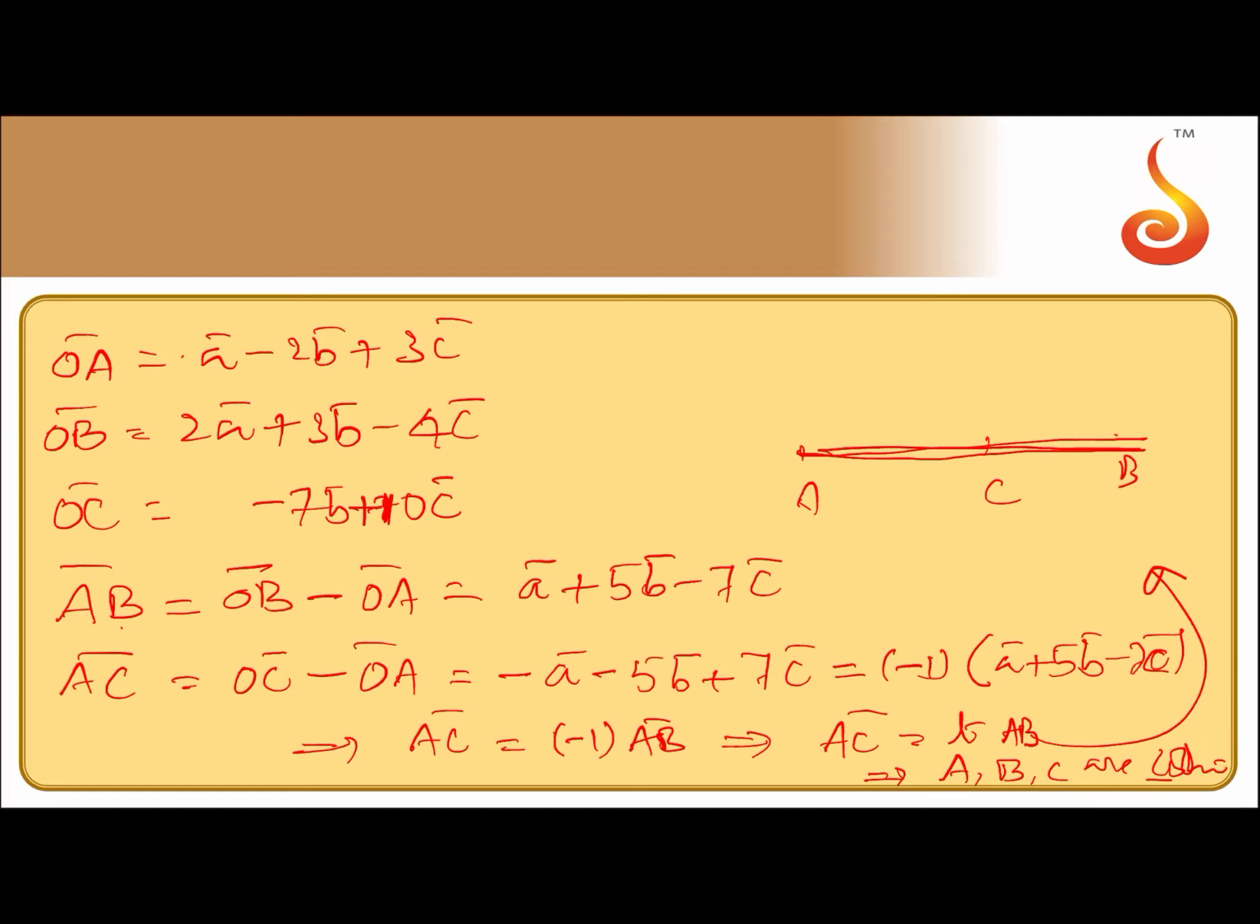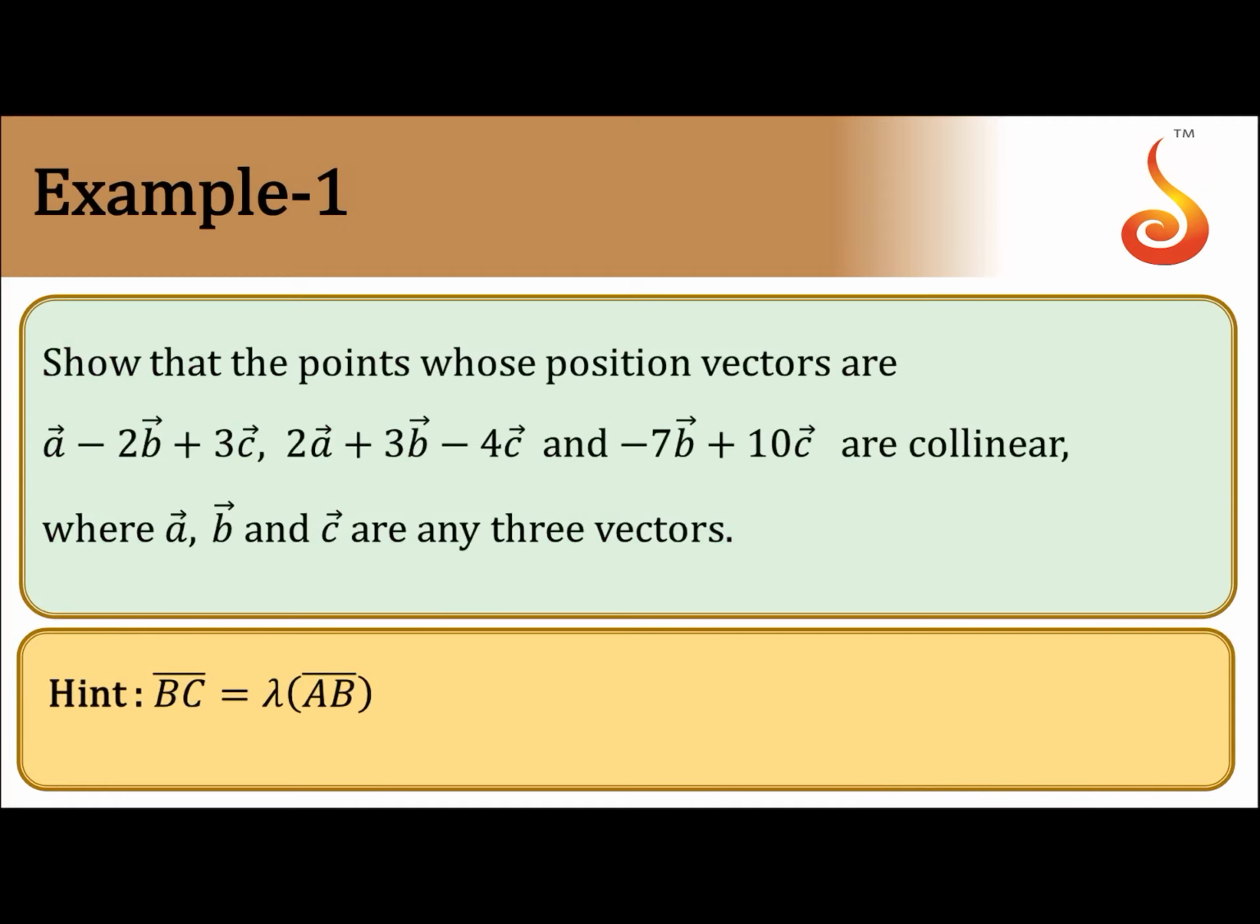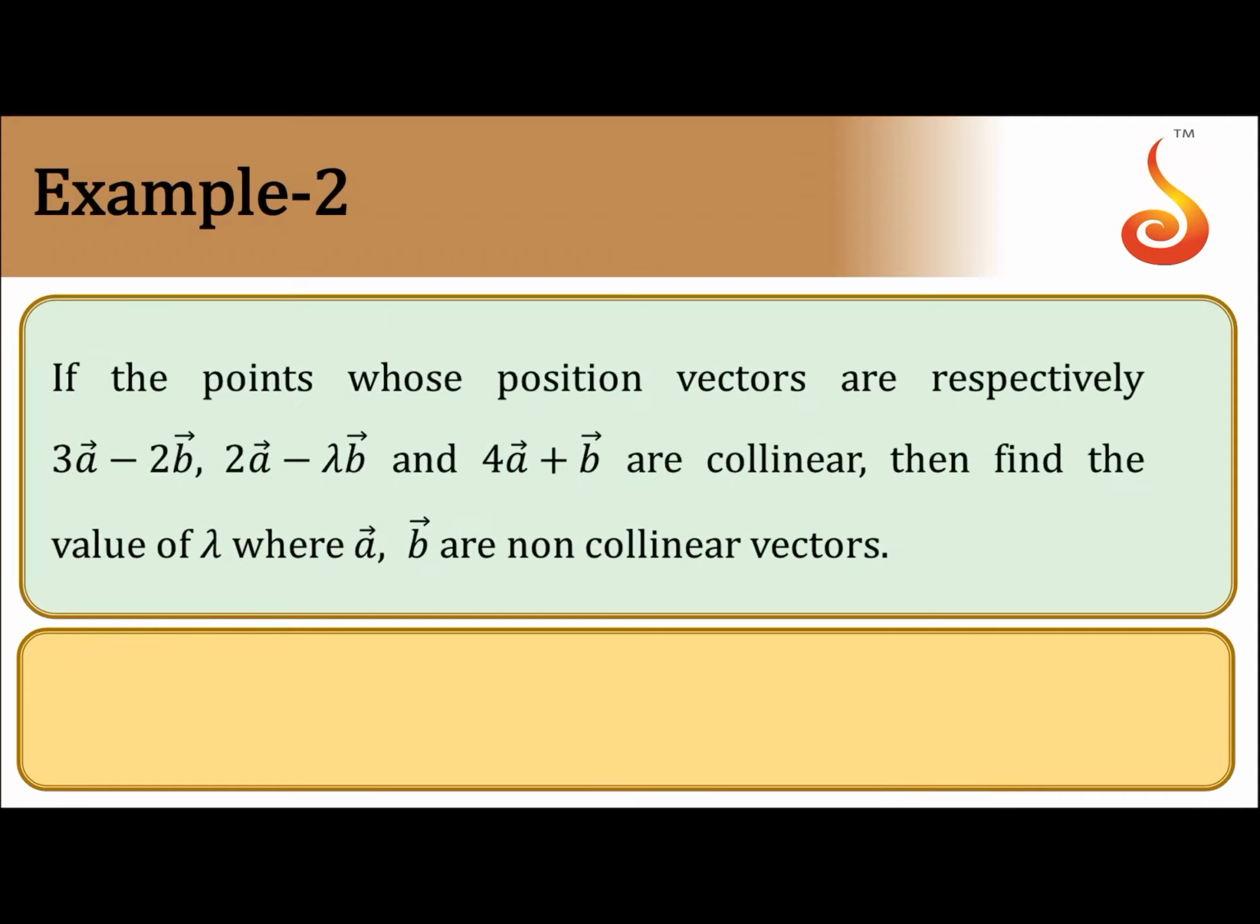That's a concept. Coming to it, if one is a scalar multiple of the other, the two vectors are collinear and therefore the points constituted by these vectors are also collinear.